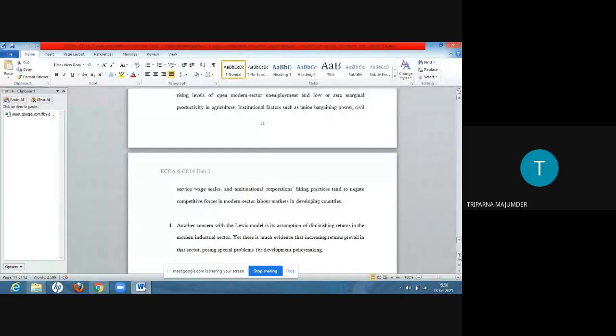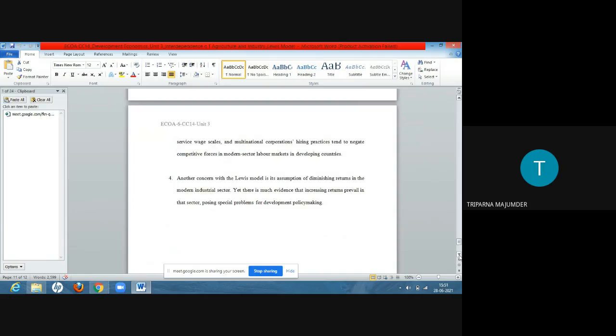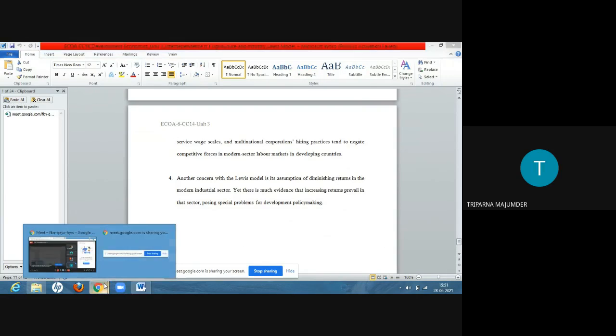The last criticism is of the Lewis model's assumption of diminishing returns in the modern industrial sector. There is much evidence that increasing returns may prevail in this sector, posing special problems for development policy making. So here we come to the end of our discussion on the Lewis model. If you have any questions, you can ask.